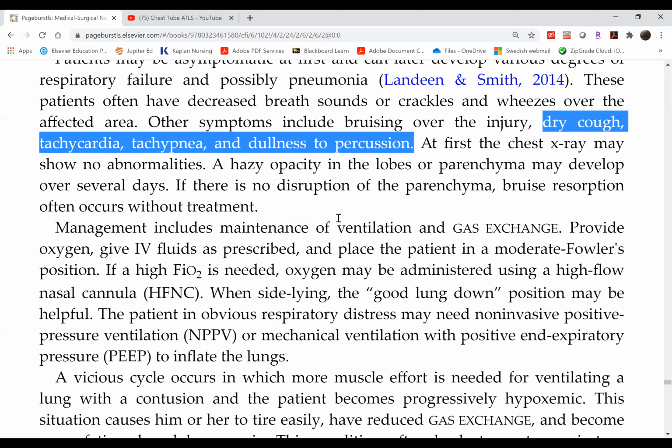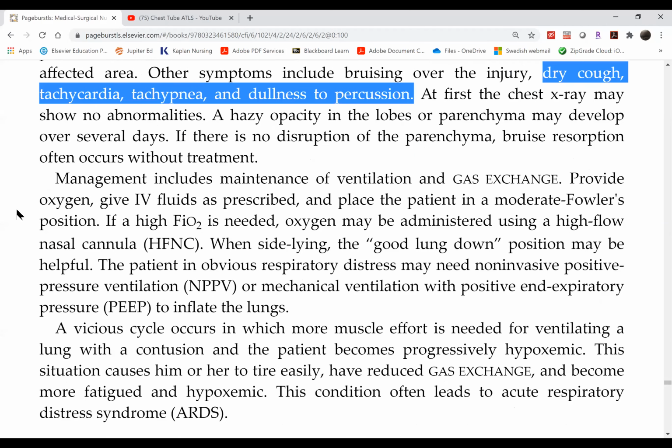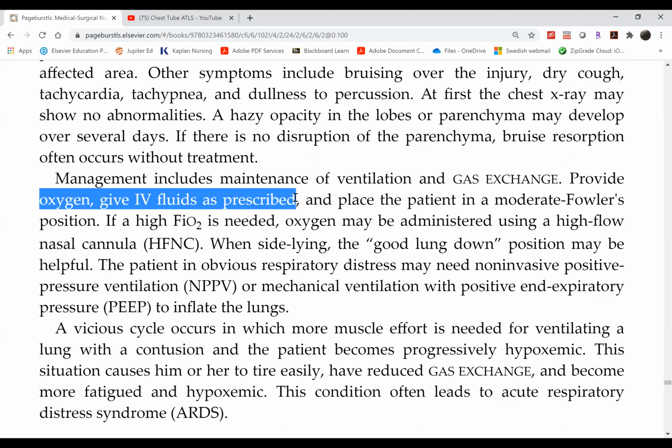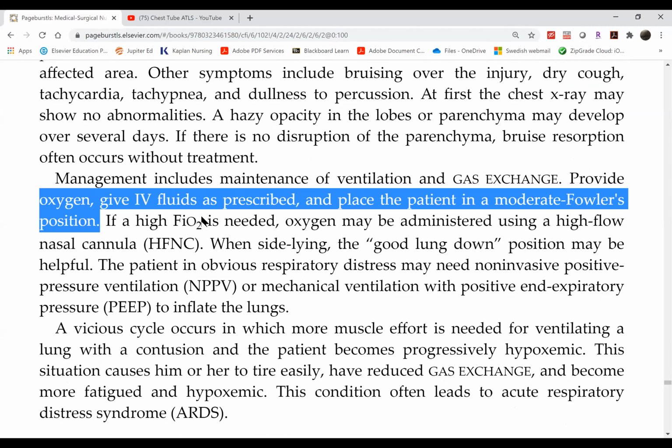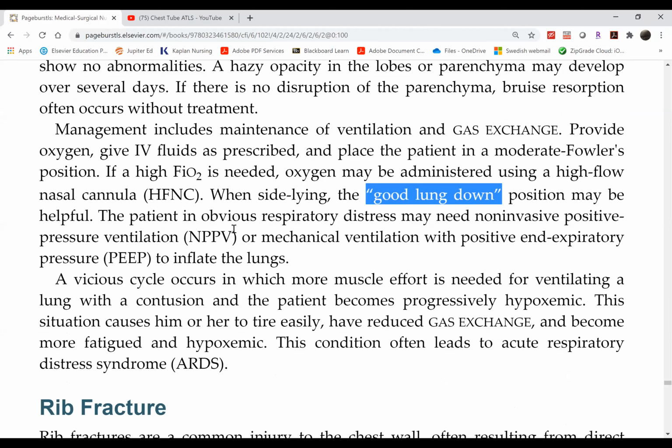And so what do we do? First is oxygen. Fluids, and position is moderate Fowler's. And if needed, the patient would be put on non-invasive first, meaning BiPAP or CPAP, or if the patient has extreme pain when they breathe, resulting in shallow respirations, then they may be intubated and put on the vent. That's it.